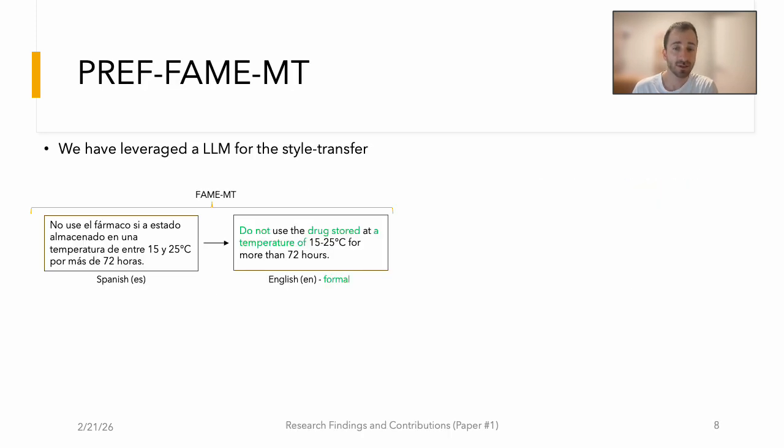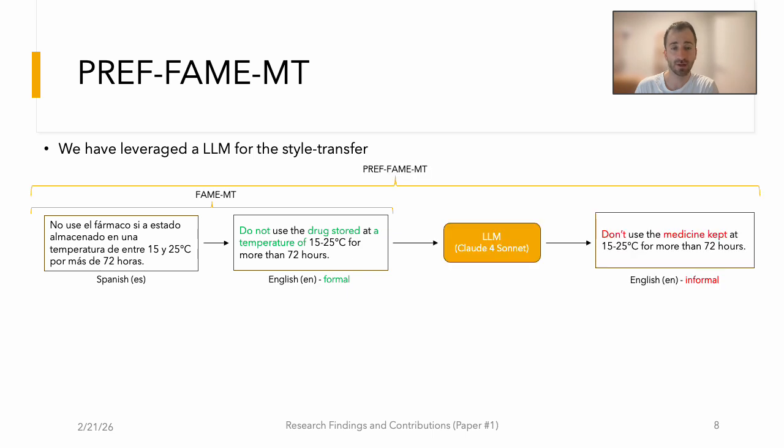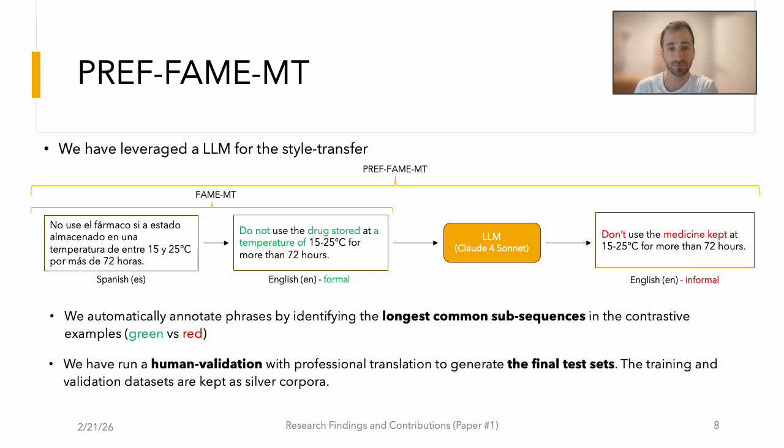So basically, FameMT is a formality annotated translation dataset, but without contrastive target examples. So what we've done is to use another LLM to generate the translation with the opposing formality. In this case, if FameMT had a sentence with a formal translation, we use an LLM to generate an informal version of that translation. This way we can use it for preference optimization.